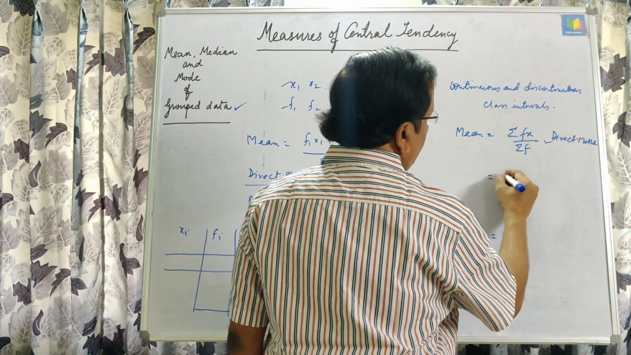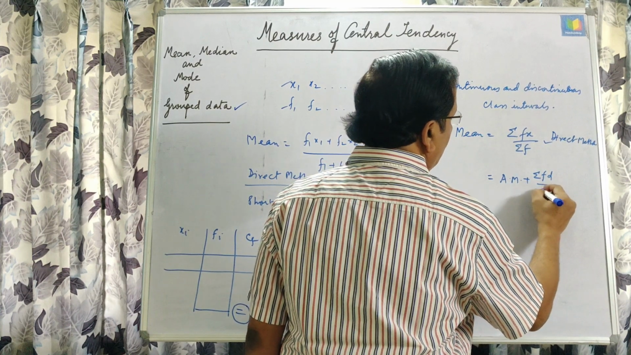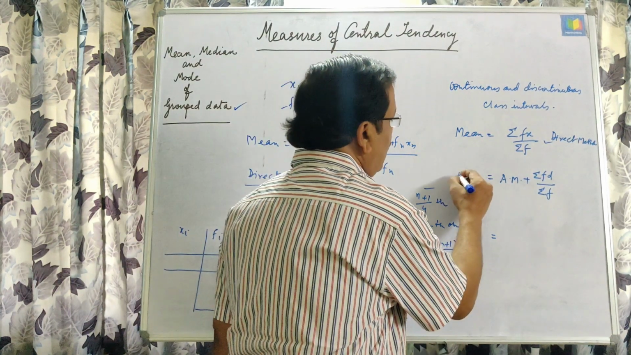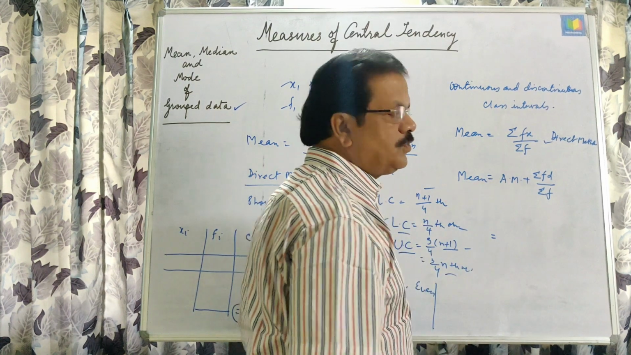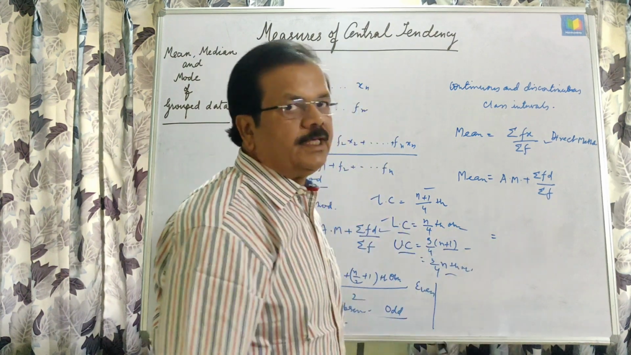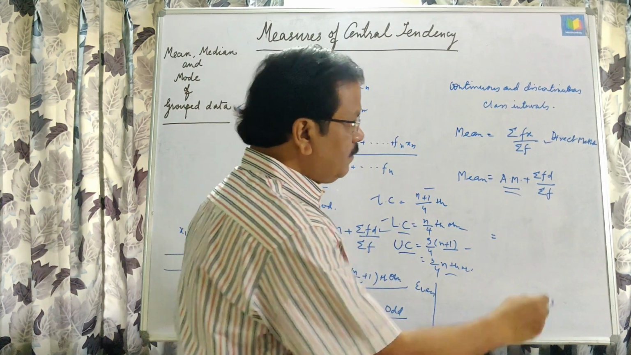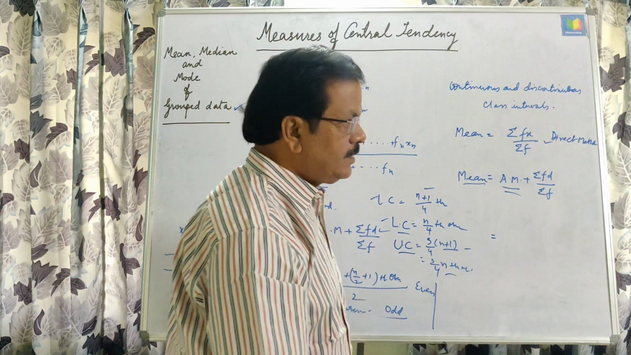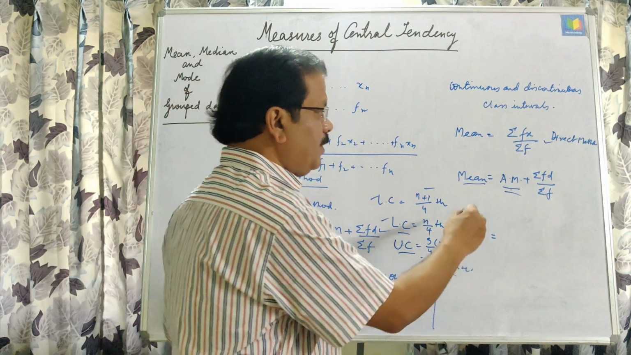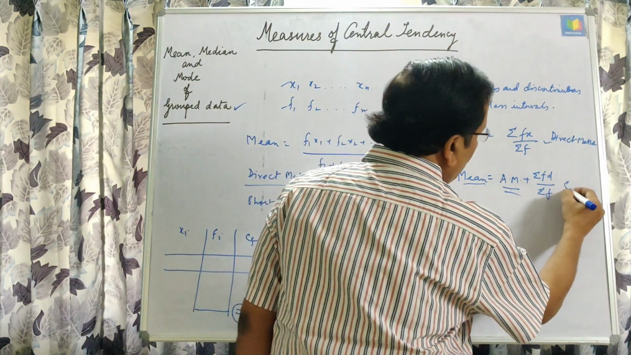And then for the shortcut method, it is assumed mean plus sigma fd upon sigma f. Any variate can be taken as the assumed mean. This is our choice, we can take any one. Accordingly, we'll get the second term positive or negative. If we assume a larger number, this value will be negative so that the mean can be balanced. If we assume a smaller number, this value will be positive so that the mean can be balanced. This will be clear when we do the questions. And this is called the shortcut method.